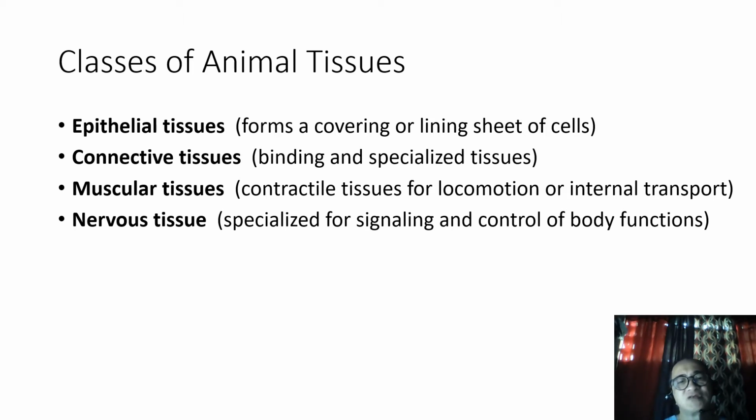The nervous tissue, on the other hand, is specialized for signal and control of body functions. In the following slides, let's take a look at each of these tissues in some detail.